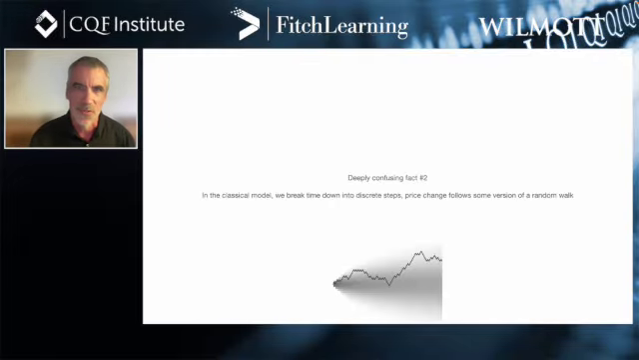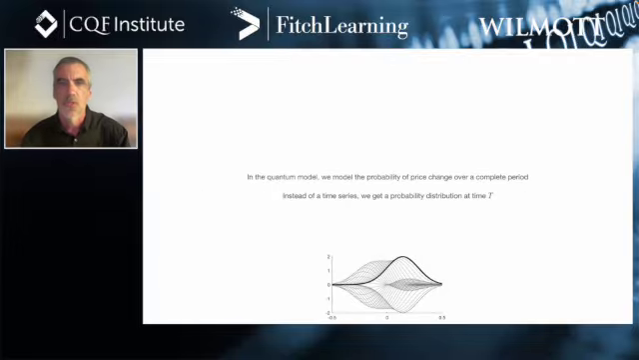Another even more confusing fact is that in the classical model, we break time down into discrete steps. Price change follows some version of a random walk. But in the quantum model, we model the probability of price change over a complete period. So instead of a time series, we have a probability distribution at some final time t.